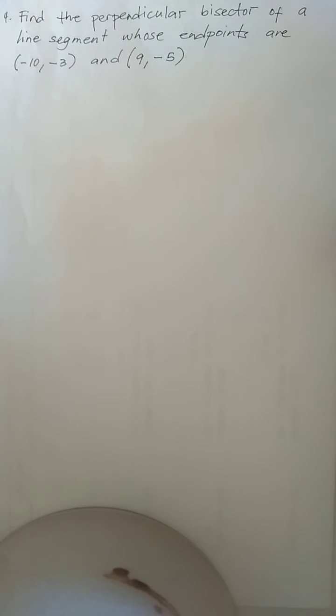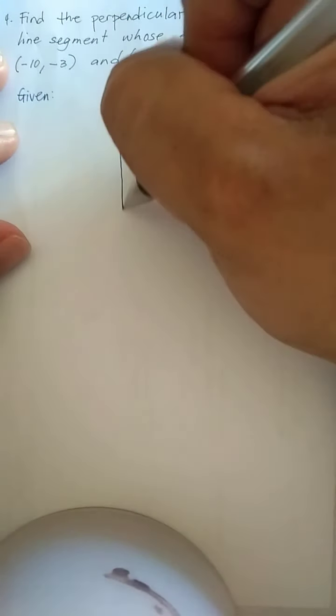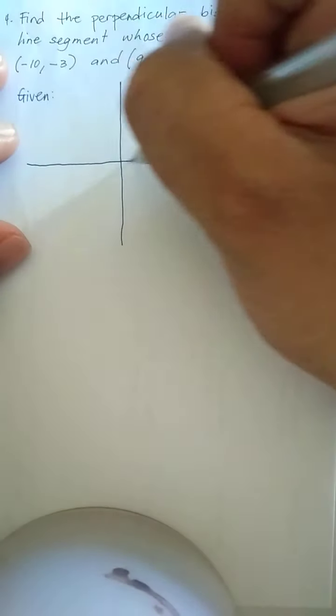Okay, number 4. Find the perpendicular bisector of a line segment whose endpoints are (-10, -3) and (9, -5). Okay, so let's plot the points. First, the given. Let's plot the point (-10, -3).